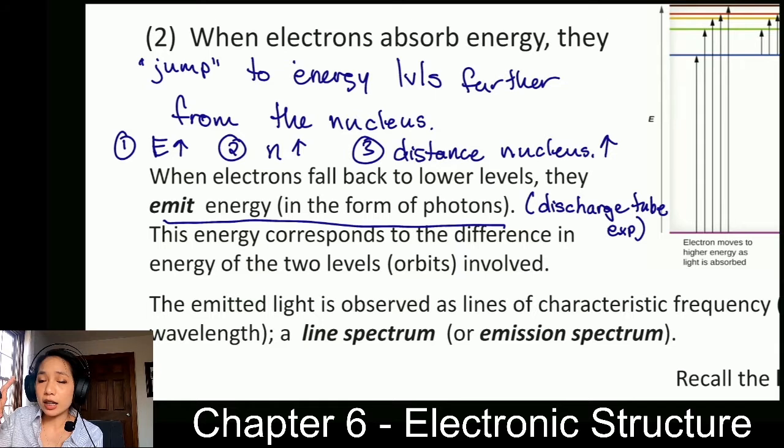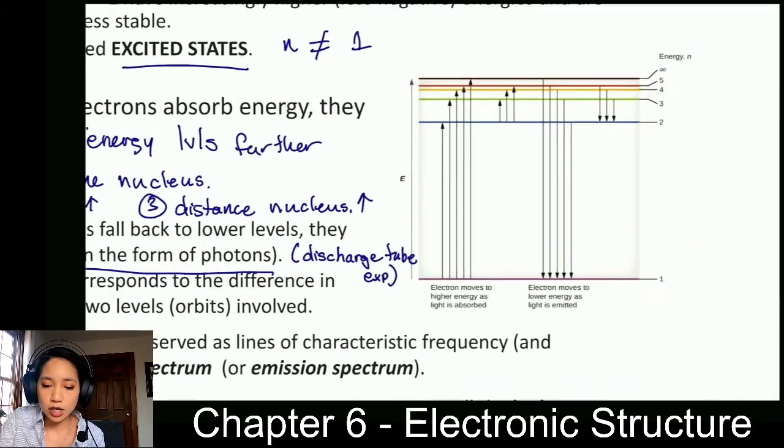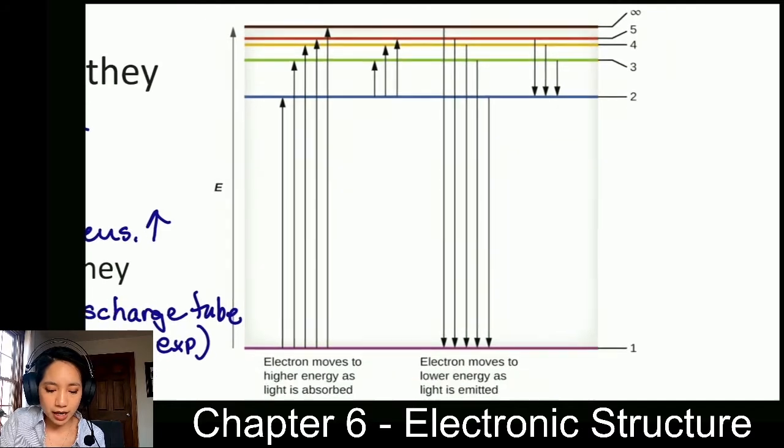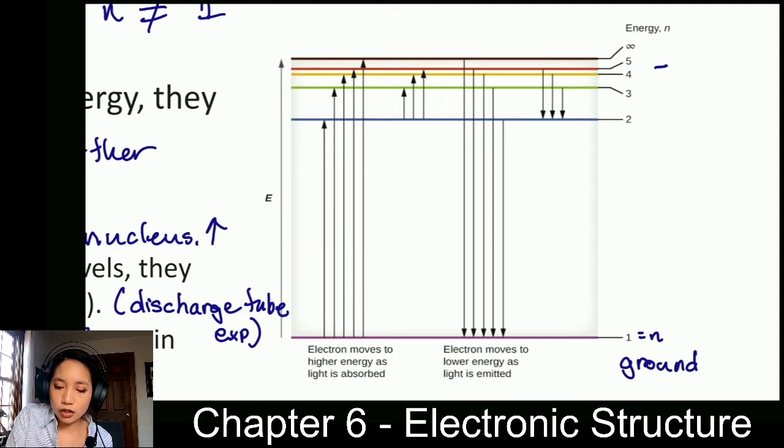So when electrons absorb energy, their n value goes up. When they emit light, their n value goes back down to a lower number. And so the light emitted that we observe in those line spectra from the discharge tube experiments is actually this phenomenon happening, that those electrons are falling back down and releasing light in the process. And you can kind of see this here in this schematic. These horizontal lines are the different energy levels that we've talked about, n equals 1. So this is our ground state. And then these are all our excited states.